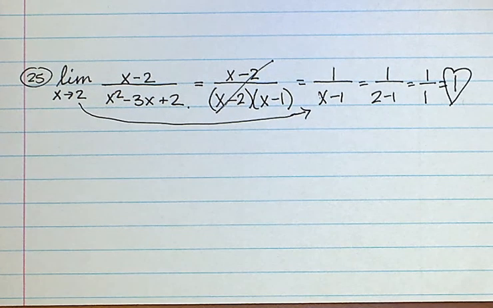So in this case, direct substitution gave me indeterminate form, which means it didn't work. So I went ahead and factored, I canceled, and I simplified.